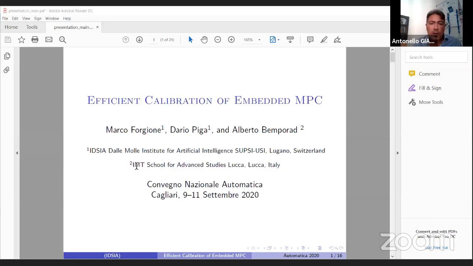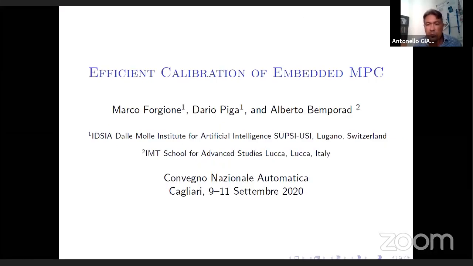Okay. Okay. If you prefer, you can also turn on your webcam if you want, but otherwise it's okay also this way.